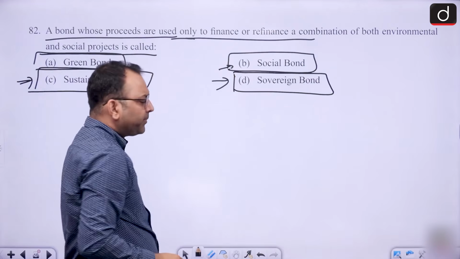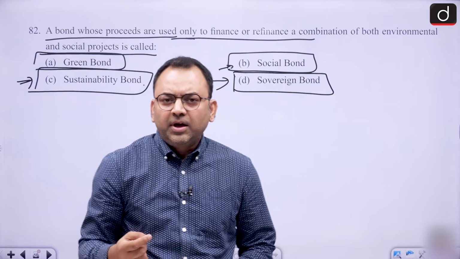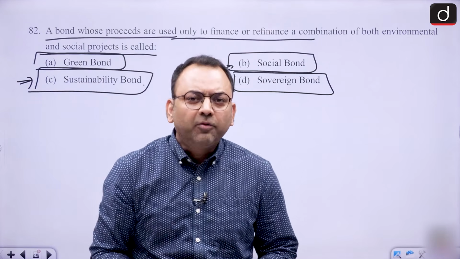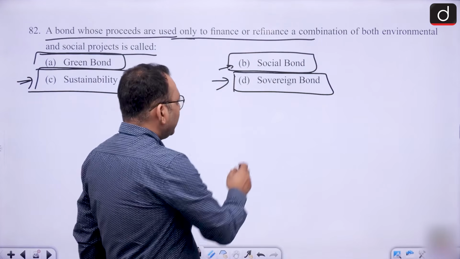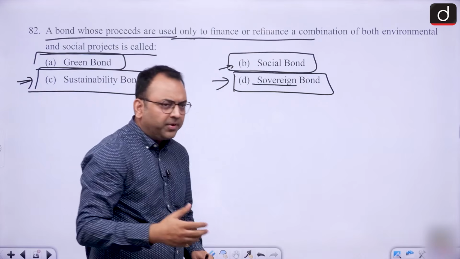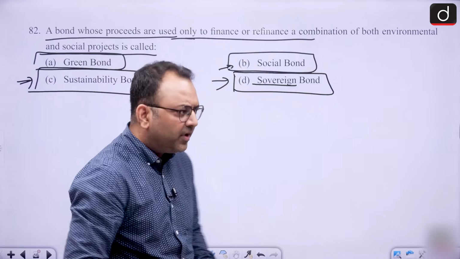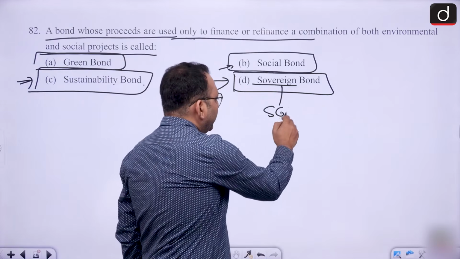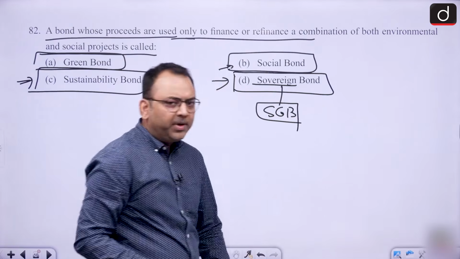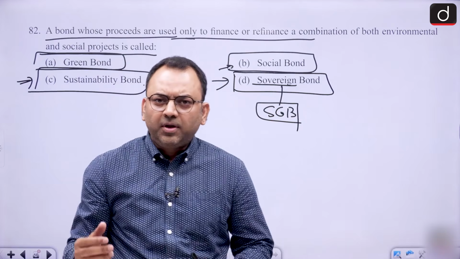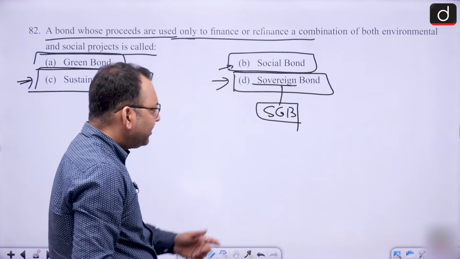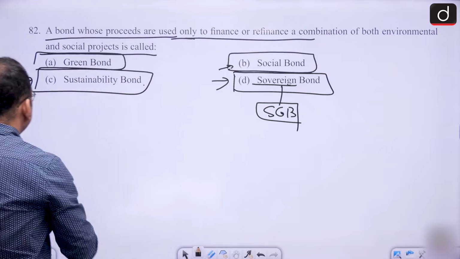This means actually a bond which is issued by the government. Sovereign means the government, right? It represents the government. The government bonds are actually the sovereign bonds. For example, we have a sovereign gold bond, issued by the RBI through banks, to invest in gold without buying the physical gold. So the answer here is C.